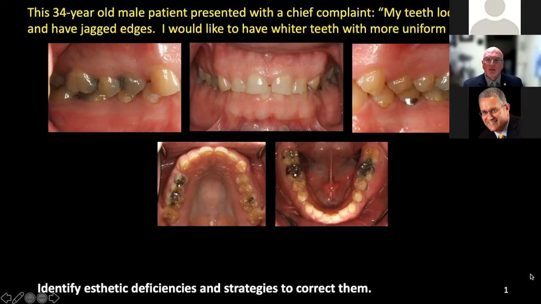Identify aesthetic deficiencies and strategies to correct them. What I'm seeing is obviously from the wear, we have some shorter teeth. The patient displays a diastema between the two anterior maxillary teeth. That could be an aesthetic deficiency. This coloration of the teeth, having previous metallic restorations that have leached into the tooth and caused a change in color.